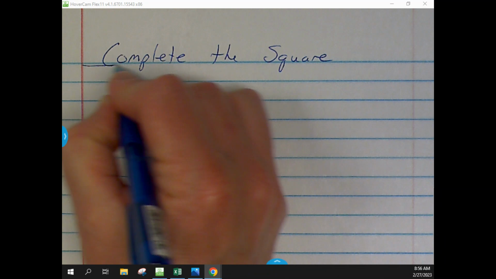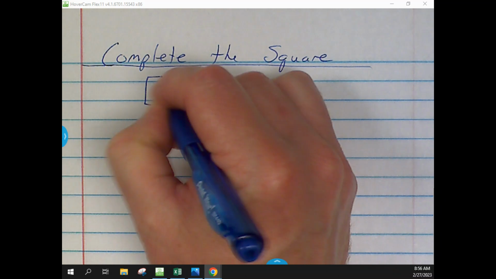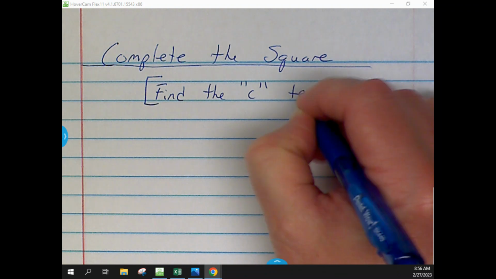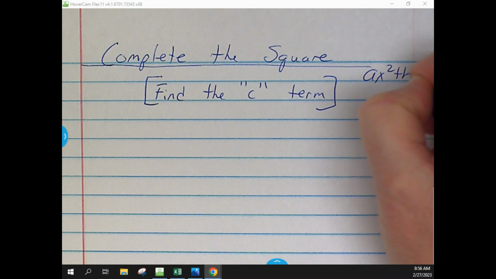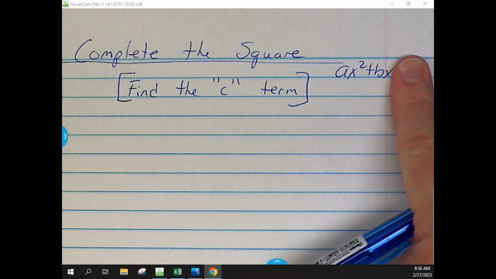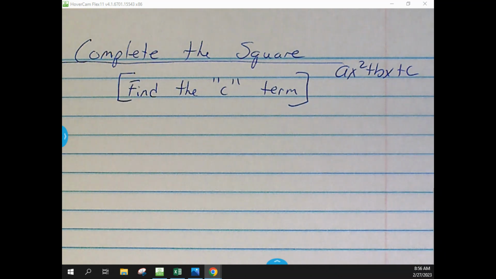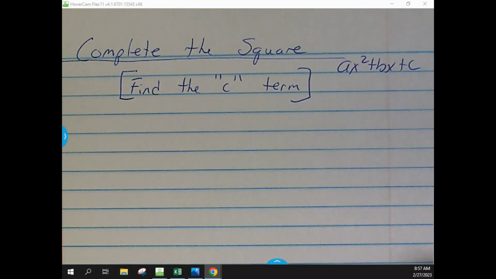So when you're completing the square, here's the big thing for this part of it: you're going to find the c term. So again, we're still talking about ax squared plus bx plus c. This is one of those things where they're basically going to leave off the c term. They're going to give you ax squared plus bx, and then we're going to figure out what this c term is going to be. And we're actually going to look at it where the a term is 1, because it will make this a little bit easier. If the a term is not 1, then it gets a little bit tougher.